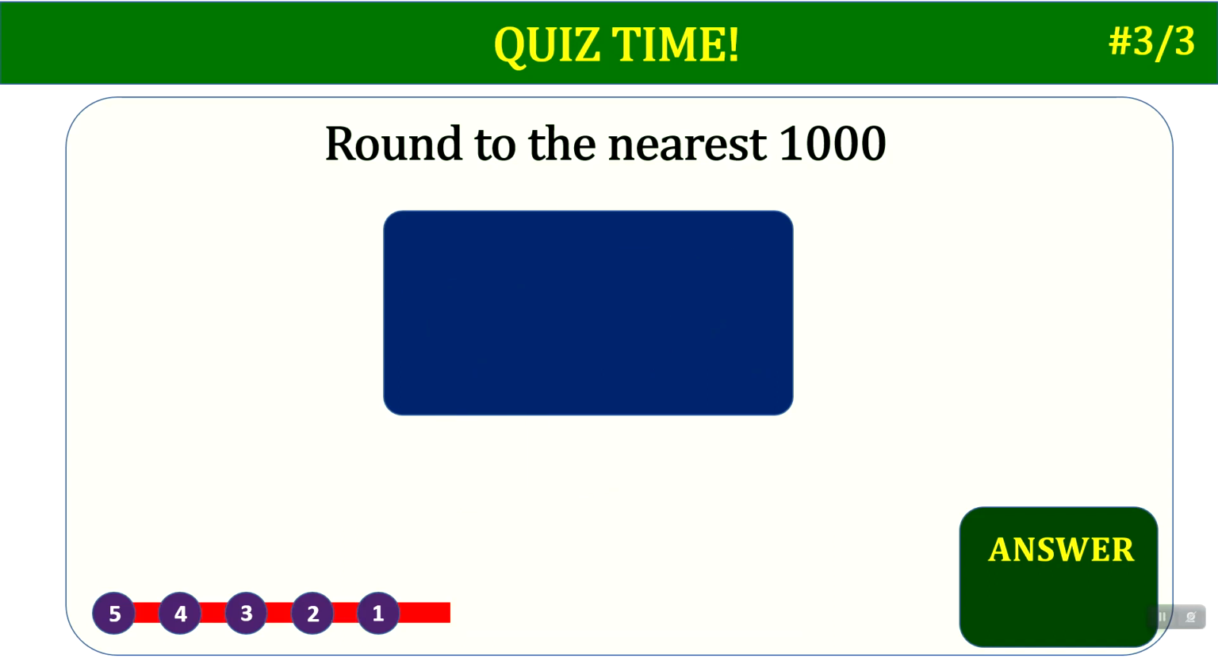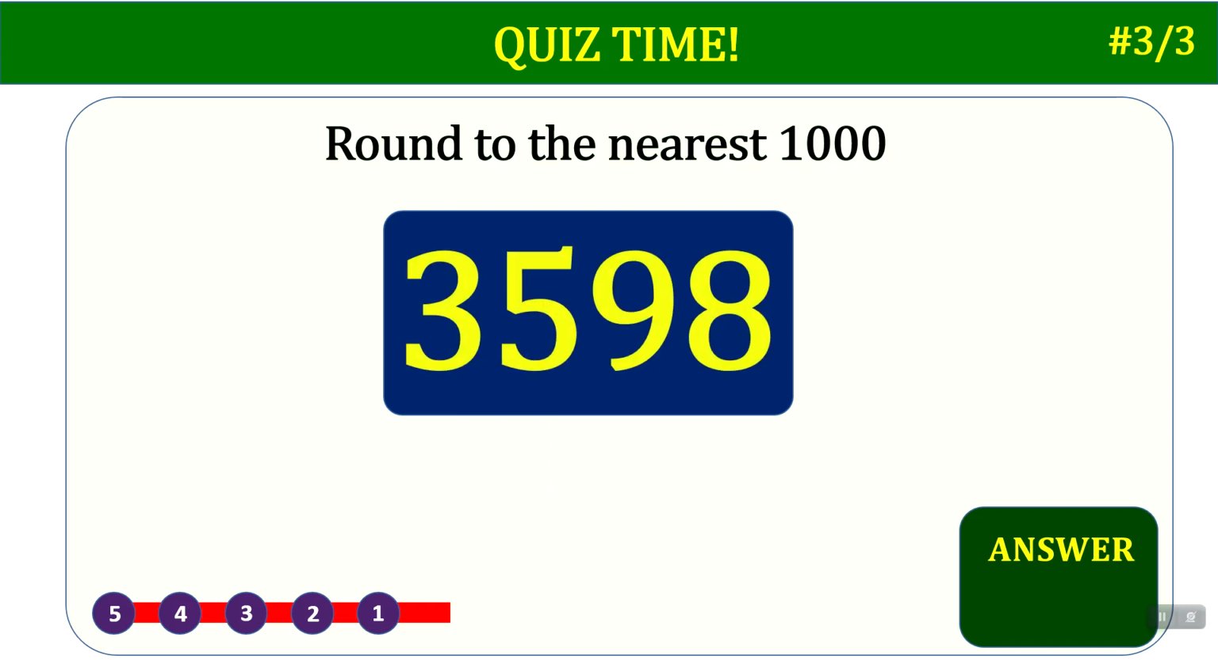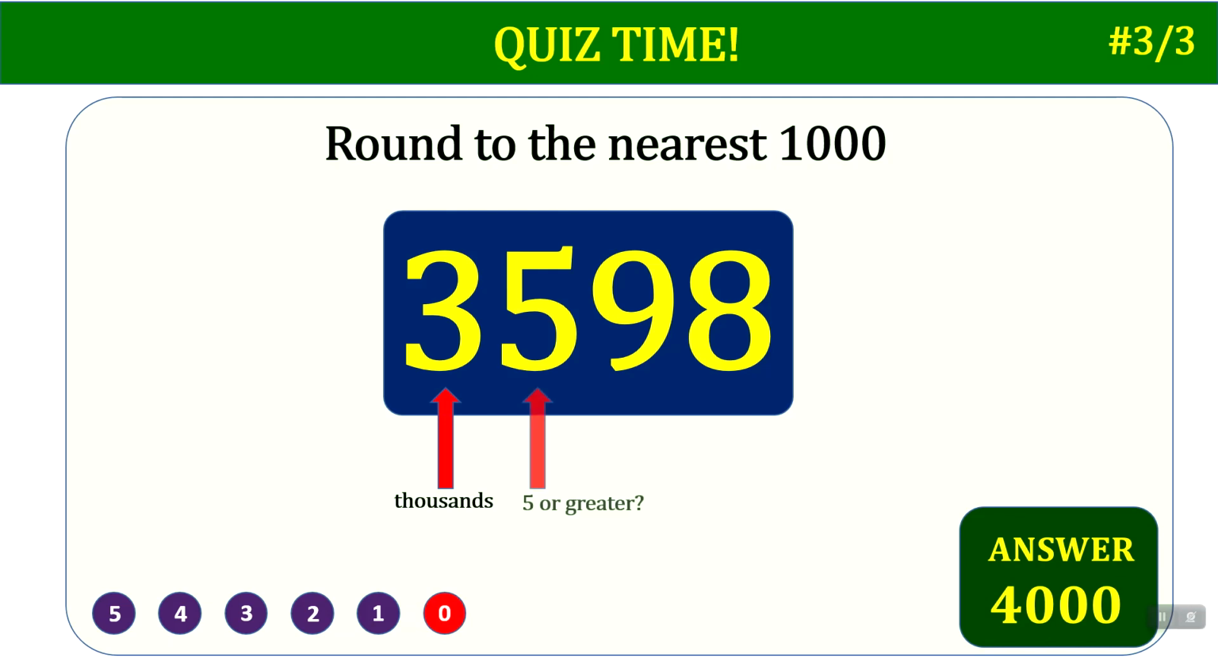And number 3, round to the nearest thousand. It's 3,598. Time's up. The answer is 4,000. 3 is in the thousands column. To the right is a 5, which means we round up to the next thousand, which is 4,000.